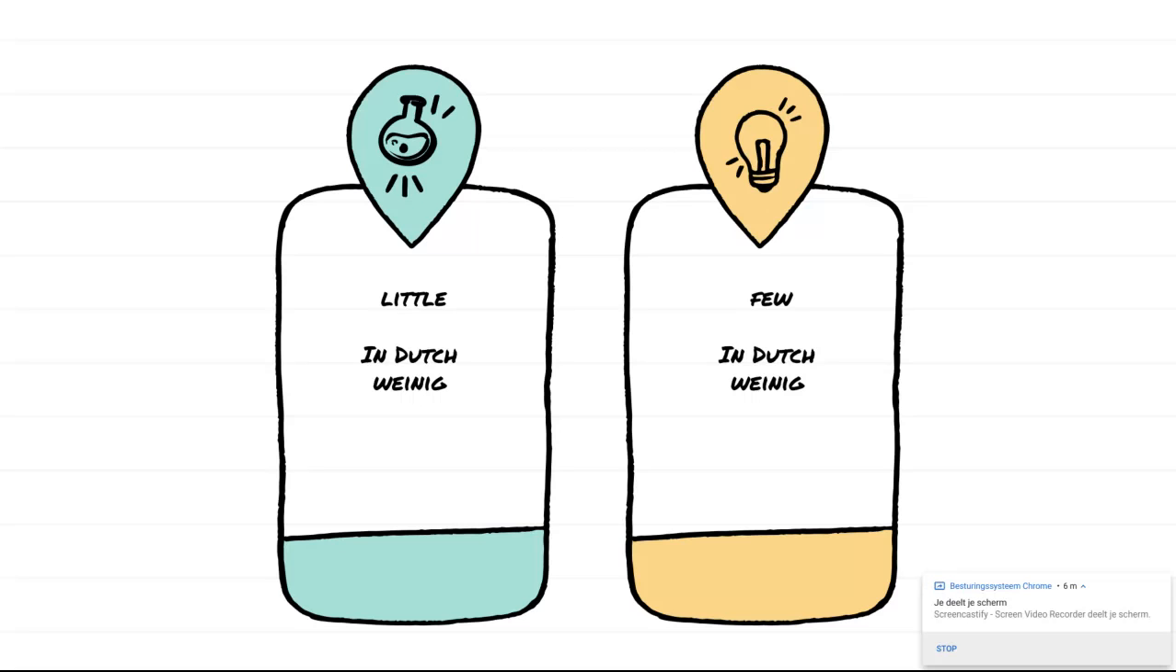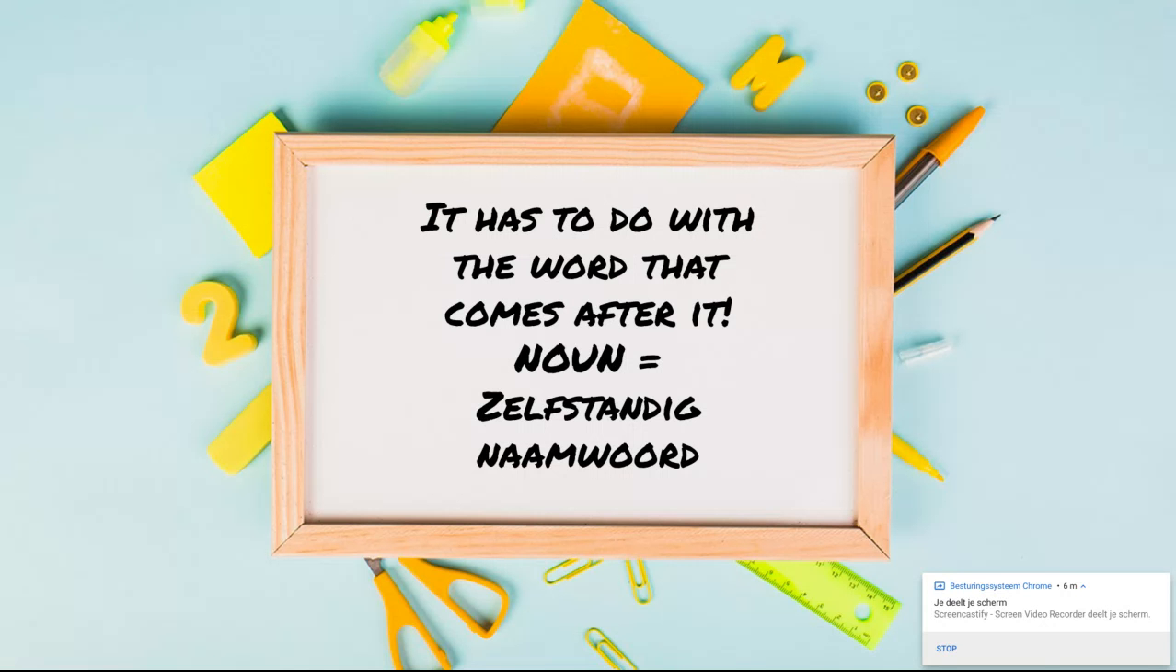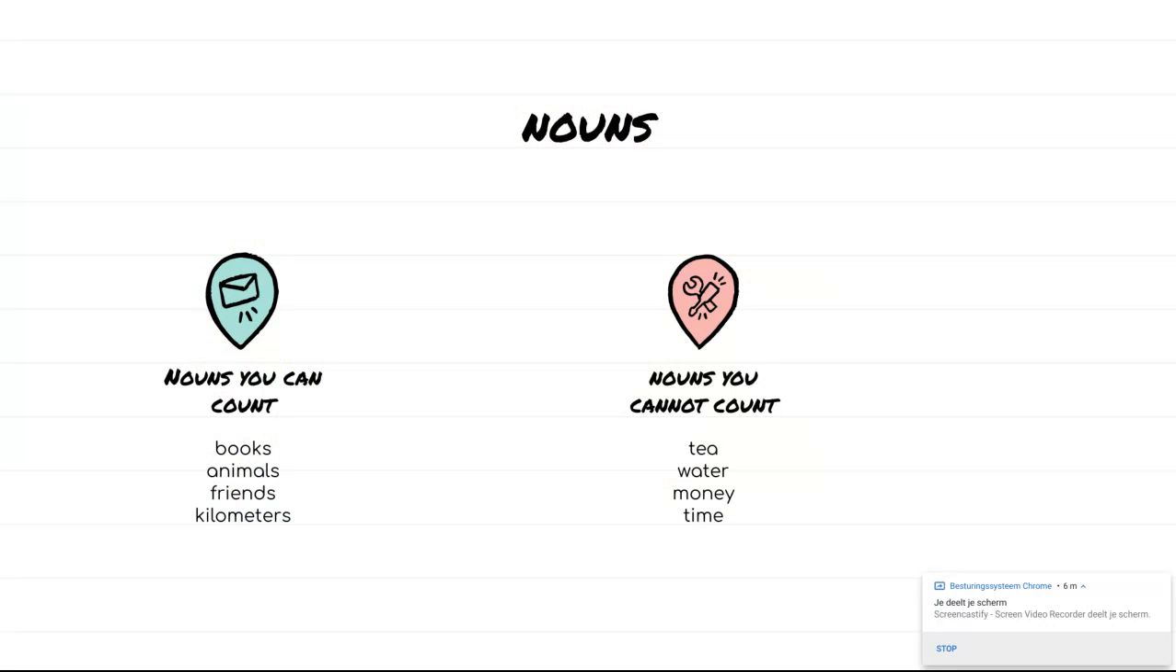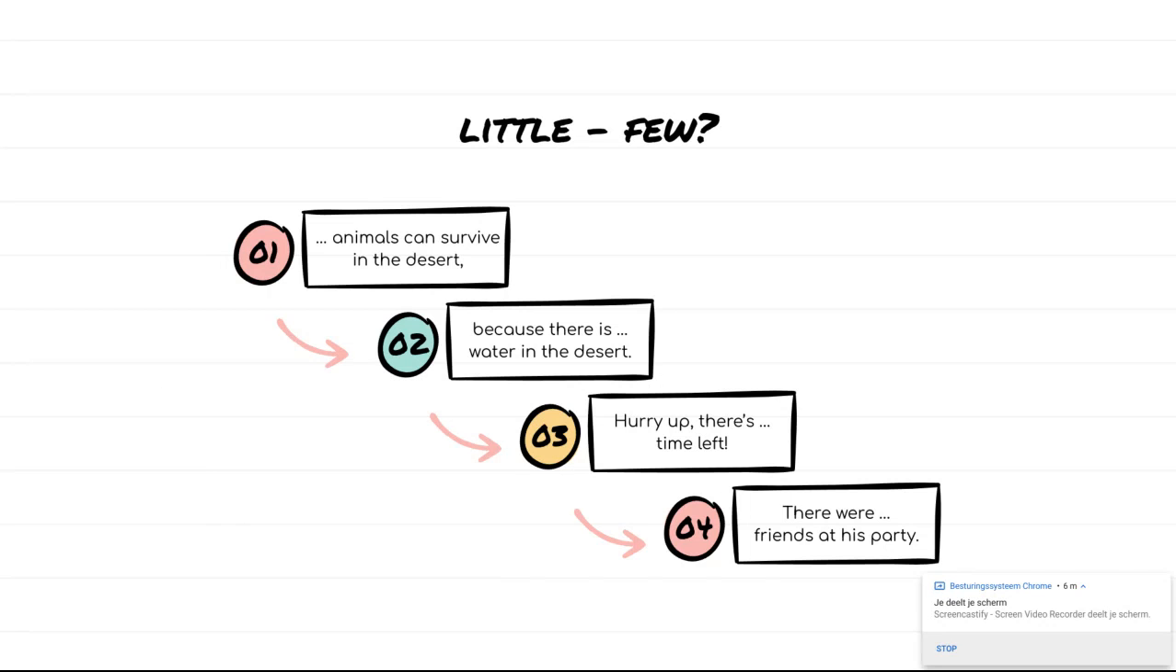Little is weinig, few is weinig. And again, it has to do with the word that comes after it. Again, nouns you can count, nouns you cannot count. Here we go. Little or few. And remember, the meaning is weinig. So the first one is for Kalen.